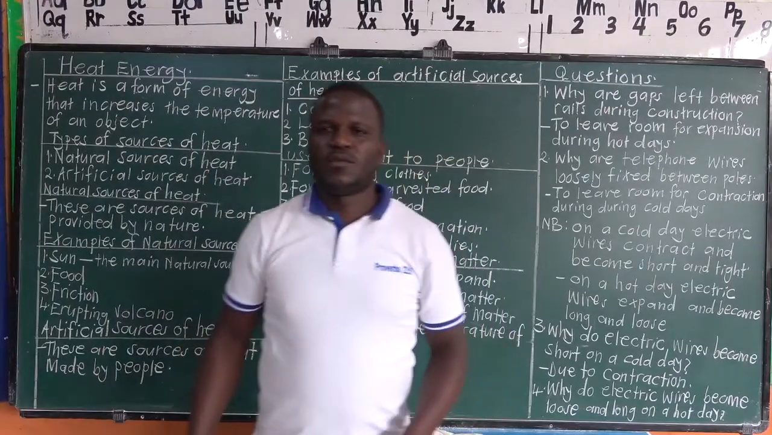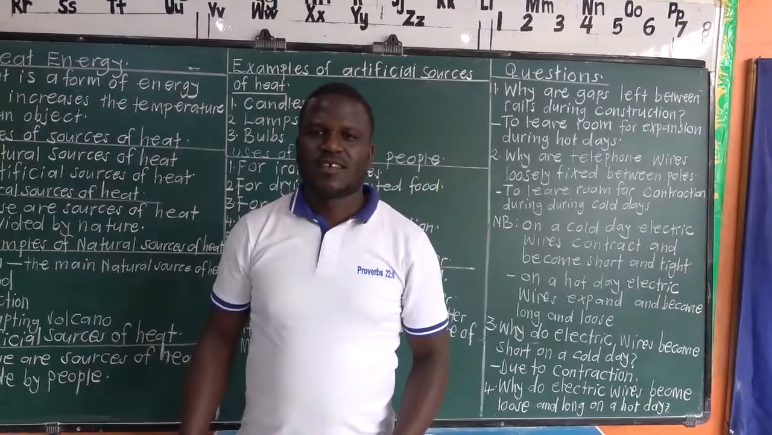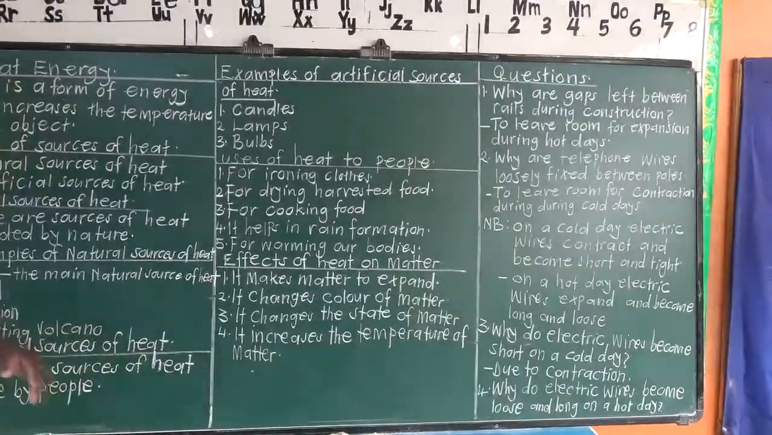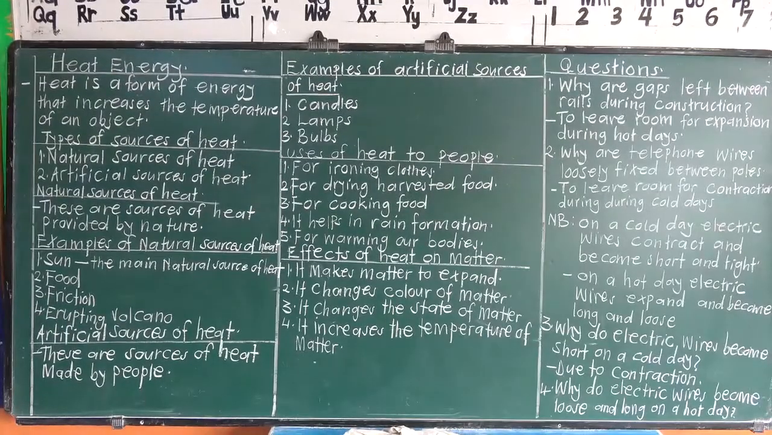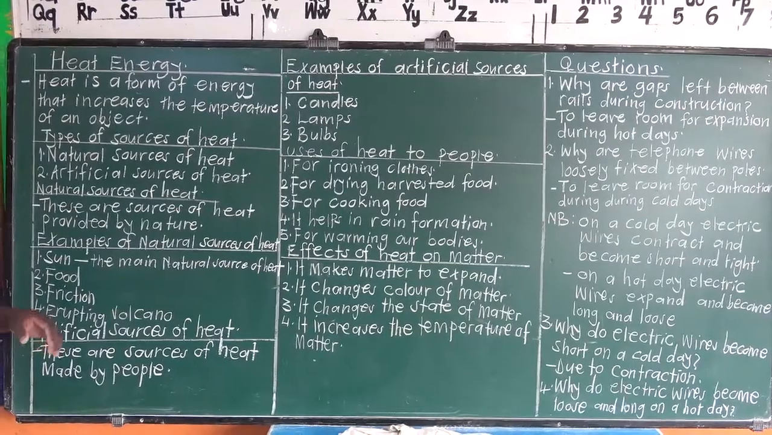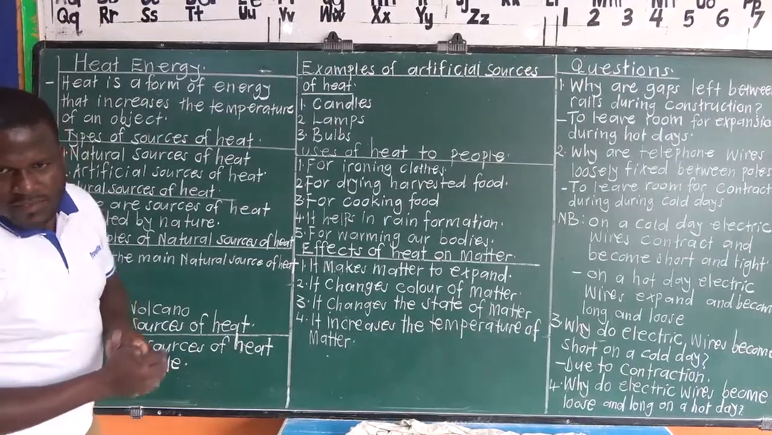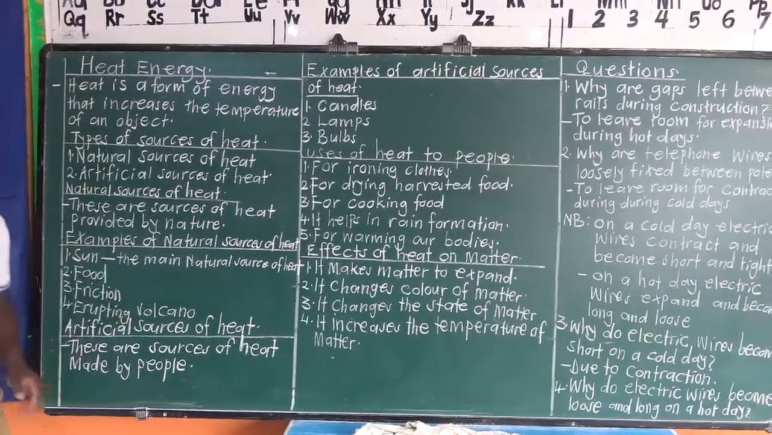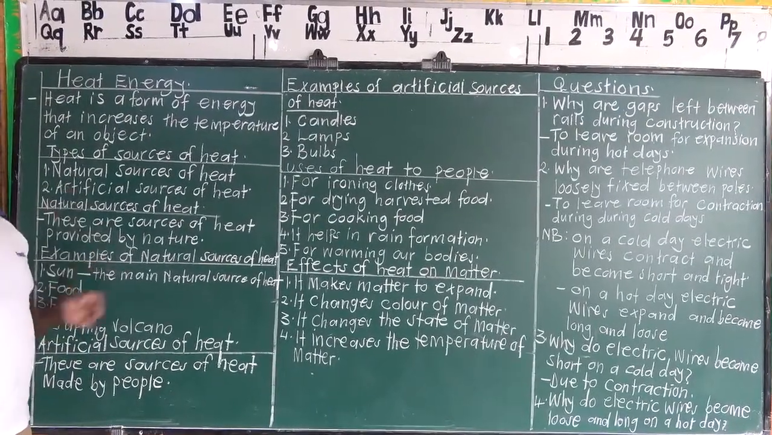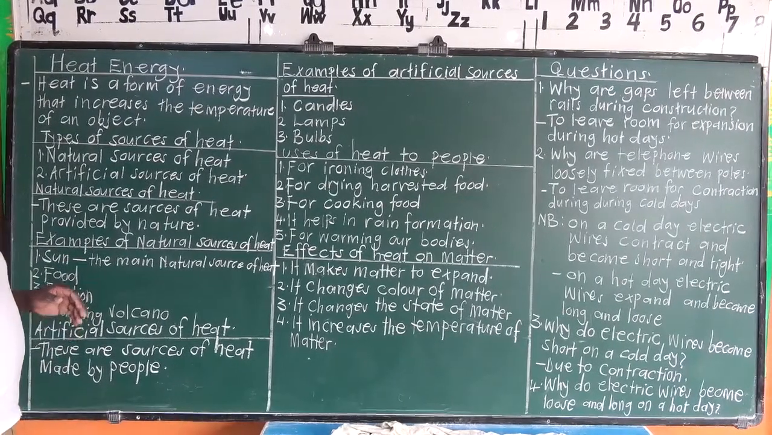I'm going to take you through Science Primary 5, Term 2. Today we are going to look at heat energy. Heat is a form of energy that increases the temperature of an object. And we said energy is the ability to do work.